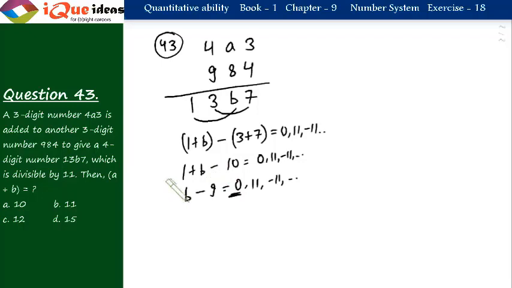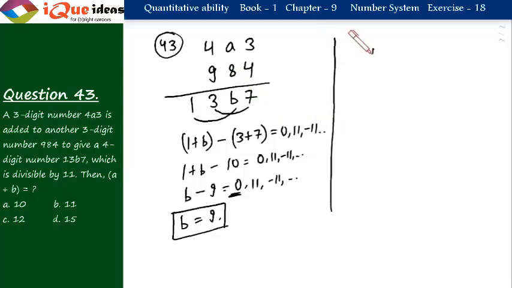By checking you can see that only 0 will satisfy, because if I take B minus 9 to be 0, B will be equal to 9. If I take B minus 9 to be 11, then B will be 20, so I can't take 11 and beyond. Similarly, if I take B minus 9 to be minus 11, B will be negative, minus 2. So there is only one value possible, that is B equal to 9.